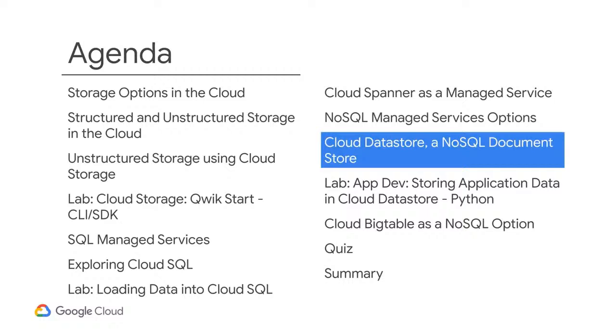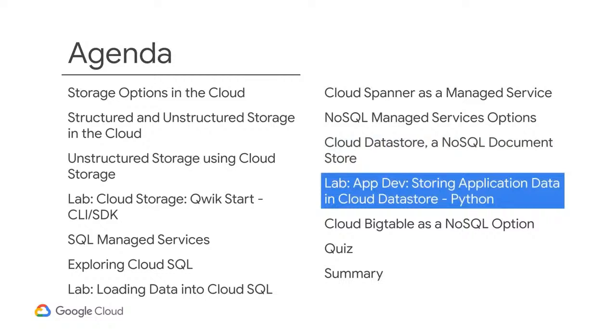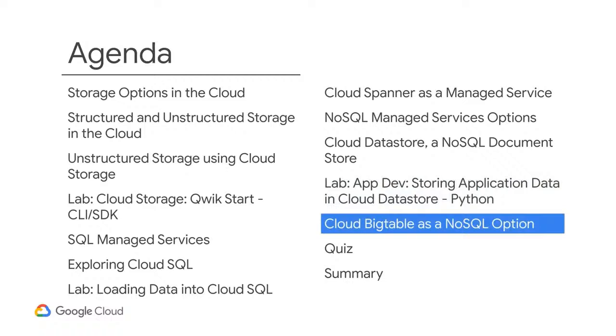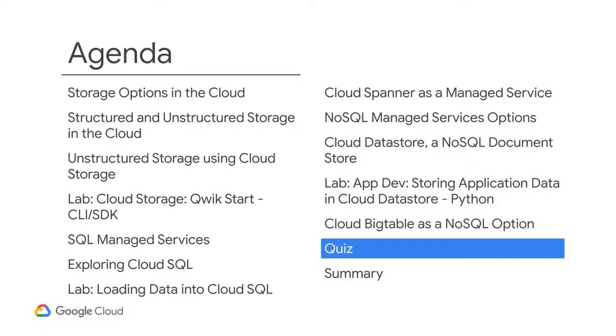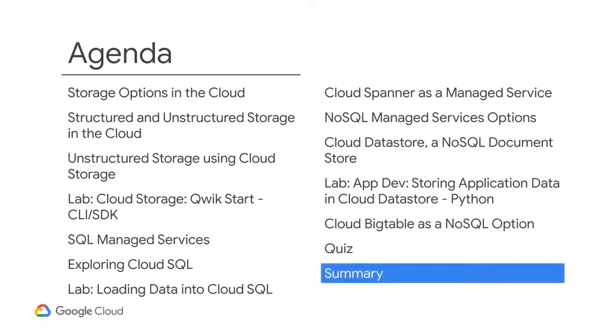You will then learn how to use Cloud Data Store as a NoSQL document store. You will complete the module with an app development activity that requires you to store app data in Cloud Data Store. And then you will learn how Cloud Bigtable can be leveraged as a NoSQL option. The module will end with a short quiz and a recap of the key learning points covered in the module.